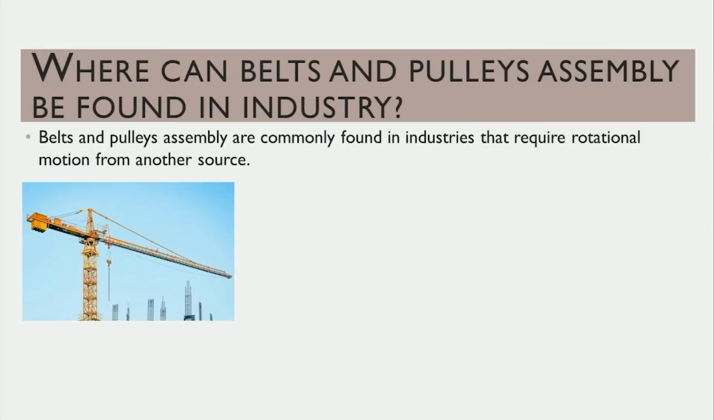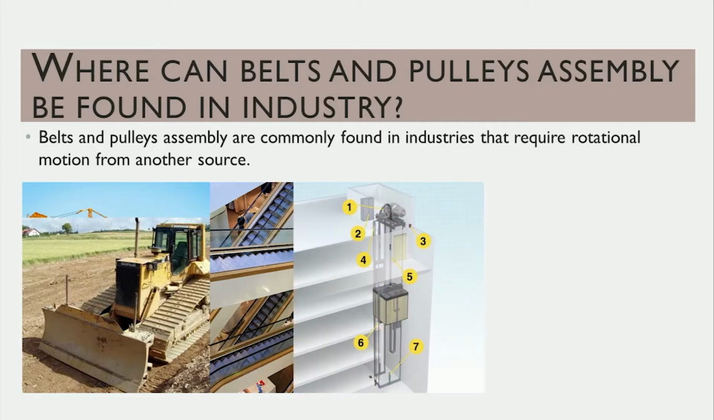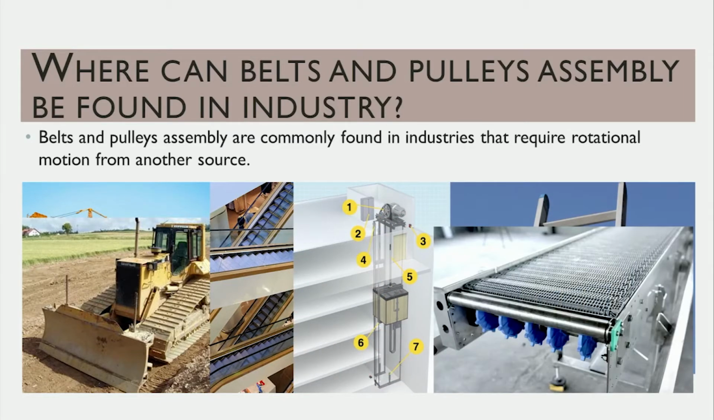But where can belts and pulleys assembly be found in industry? They are commonly found in industries that require rotational motion from another source, in cranes, bulldozers, escalators, elevators, extended ladders, conveyor belts in factories, and many more.